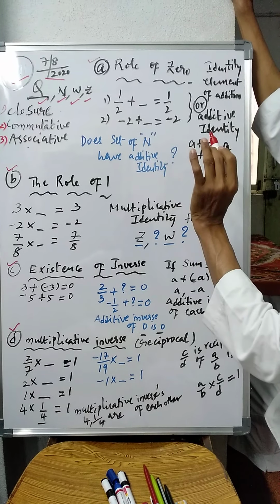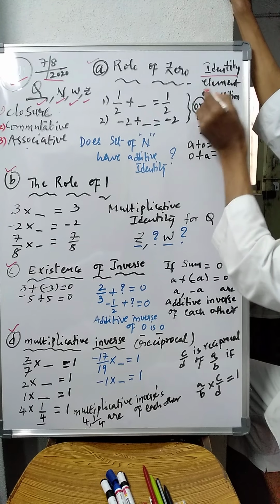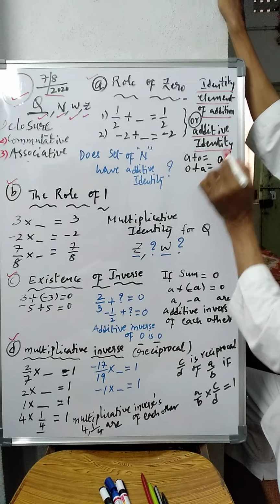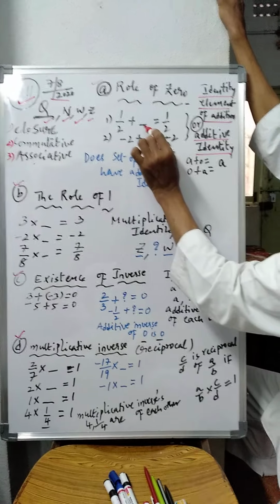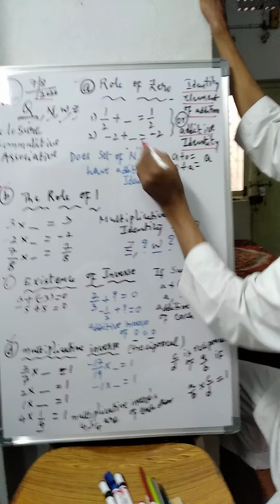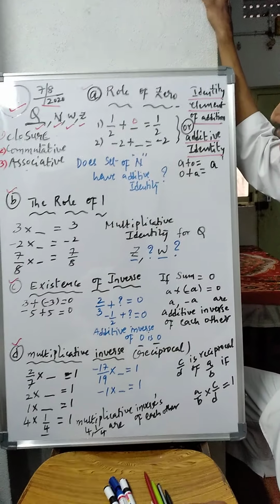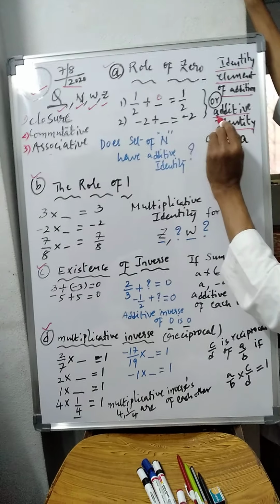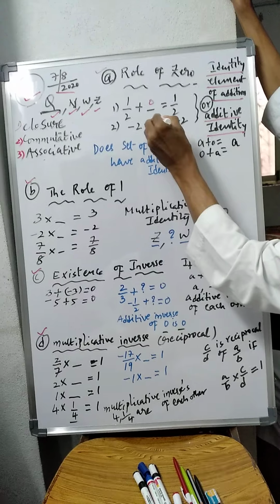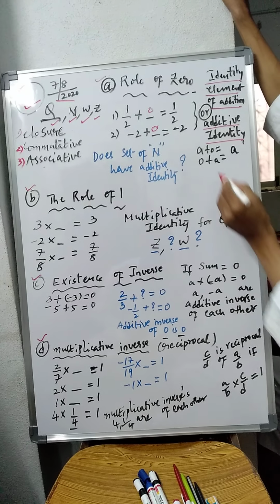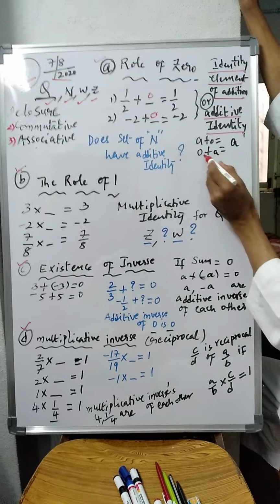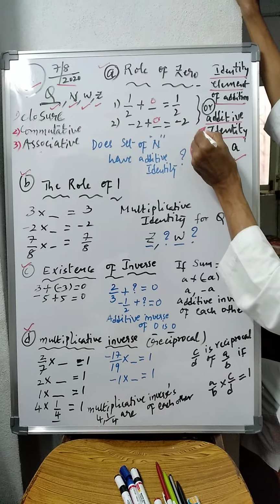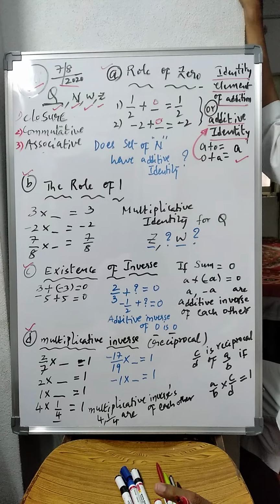See, the role of zero. Zero is also called an identity element of addition, or additive identity. Like 1 half plus dash will give you half: half plus 0 will give you half. Likewise, minus 2 plus 0 will give you minus 2. Likewise, a plus 0 is equal to a, 0 plus a is equal to a. Then 0 is called the additive identity.